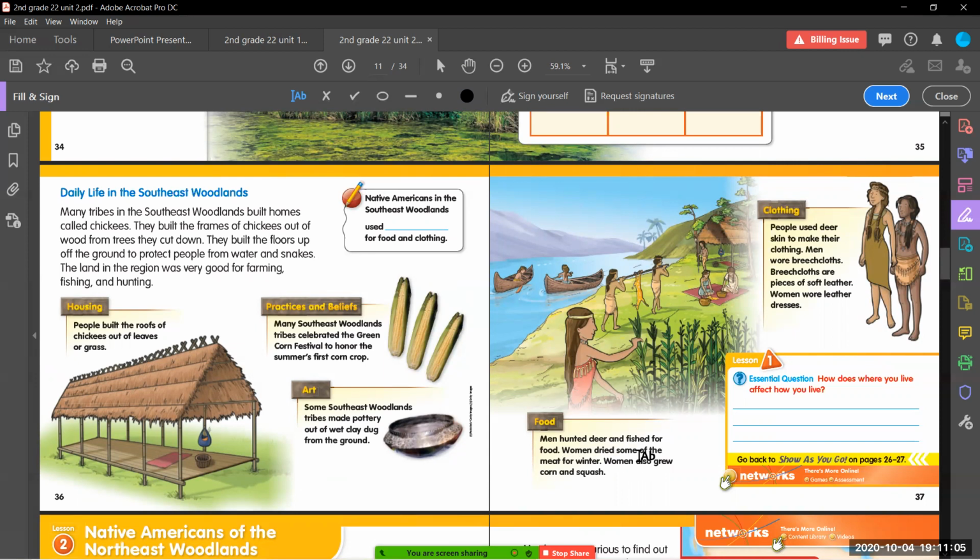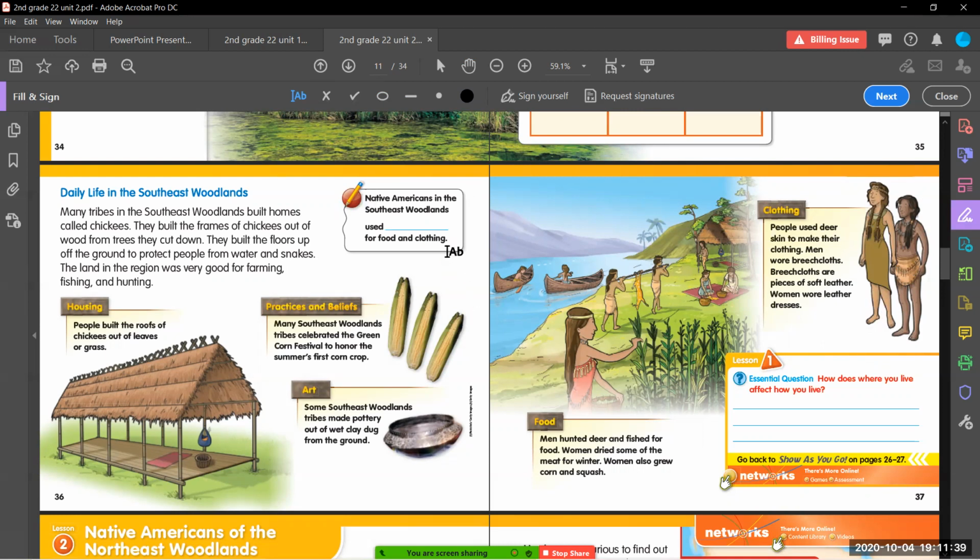Food. Men hunted the deer and fished for food. Women dried some of the meat for winter. Women also grew corn and squash. So the men did most of the hunting and the women did most of the gathering of plants and drying the meat after it was hunted. Clothing. People used deer skin to make their clothing. Men wore breechcloth. Breechcloths are pieces of soft leather. Women wore leather dresses. So these are the outfits that they were generally wearing in their tribe right here.